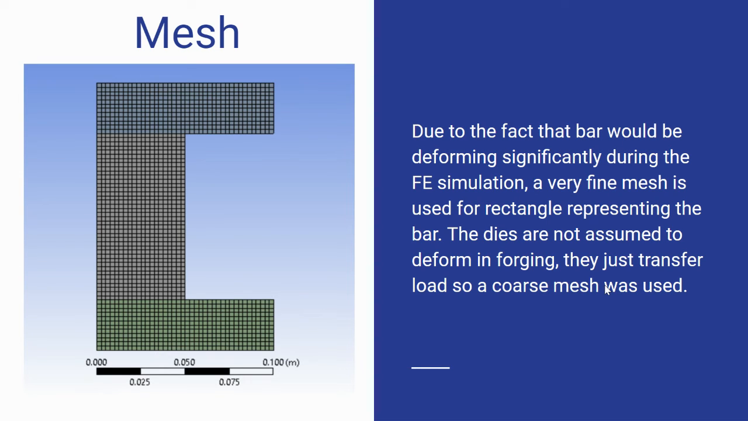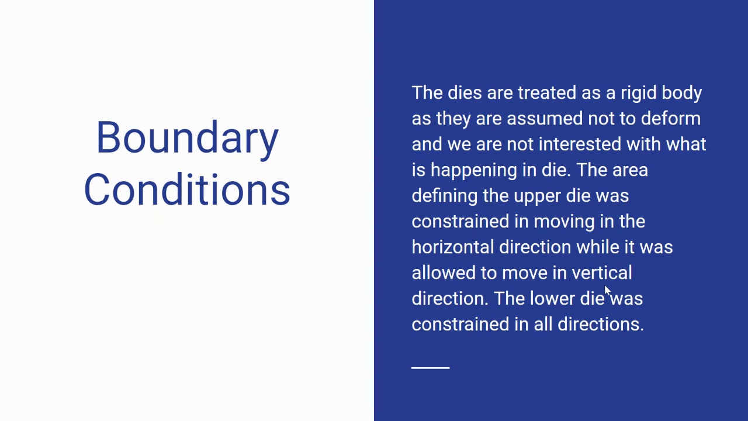Due to the fact that the bar would be deforming significantly during the FE simulation, a very fine mesh is used for the rectangle representing the bar. The dies are not assumed to deform in forging, they just transfer load, so a coarse mesh was used. So this is the mesh that is used. This is a quadratic mesh, the element type is quadratic, and the element size is 0.0025 meter.